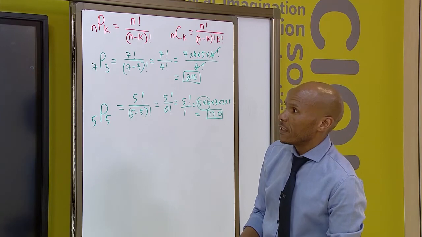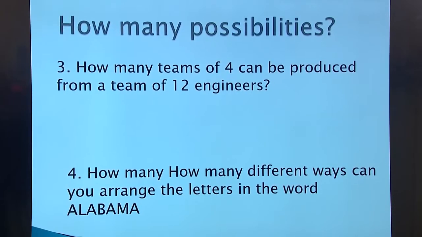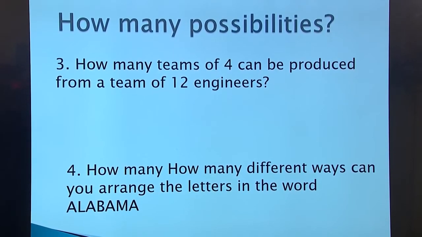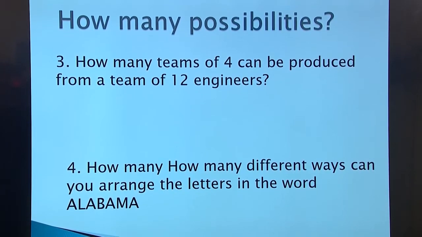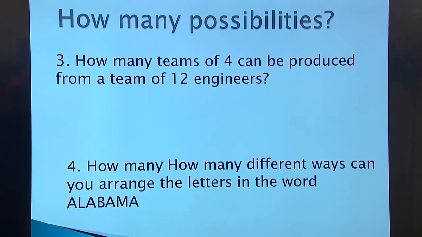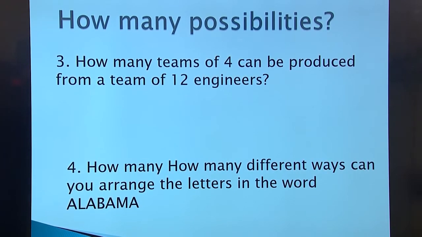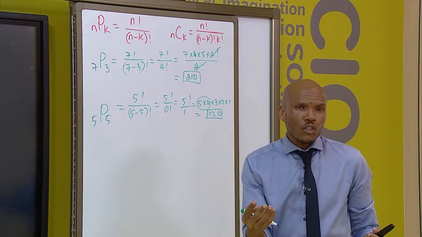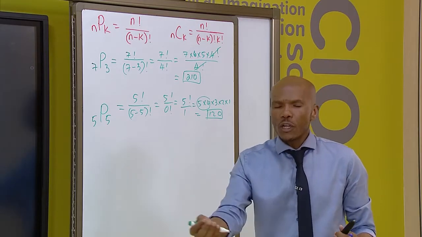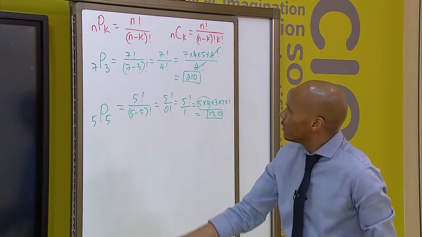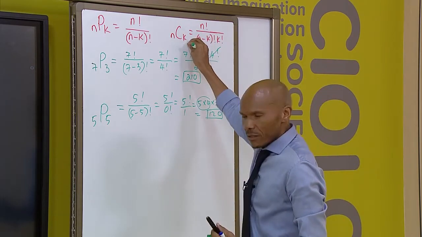And then the third one that we have is how many teams of 4 can be produced from a team of 12 engineers. We have 12 engineers, and we want to only produce teams of 4. The question you want to ask: does the order really matter? Here, the order doesn't matter. You just want the groups of 4. So if the order does not matter, we use combinations, right?